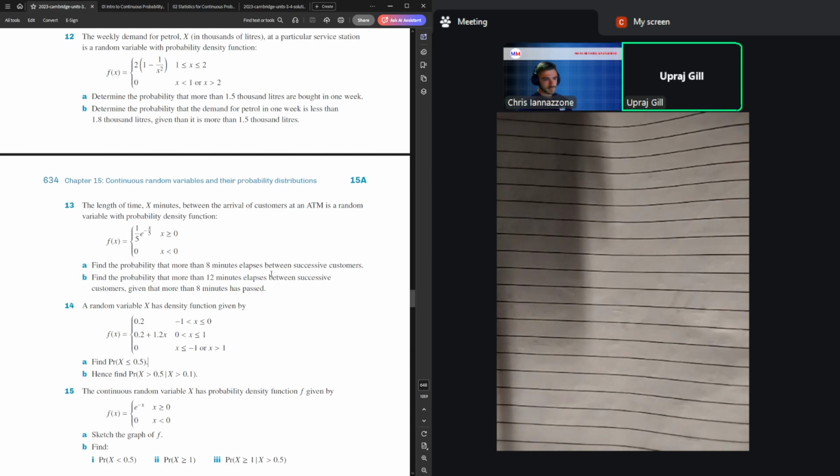1 on 4? Oh, right. Let me have a look. 14. Hang on, which one did we do? 14A. 14A should have come out to 9 on 20. Oh, hold on. Okay, let me see what I did wrong. 9 on 20, yeah.